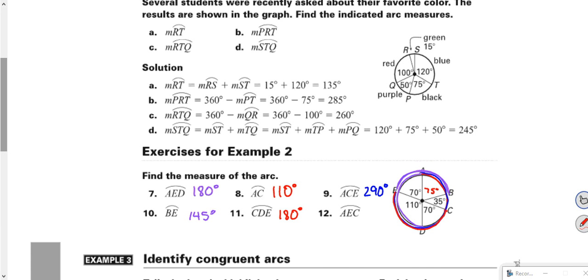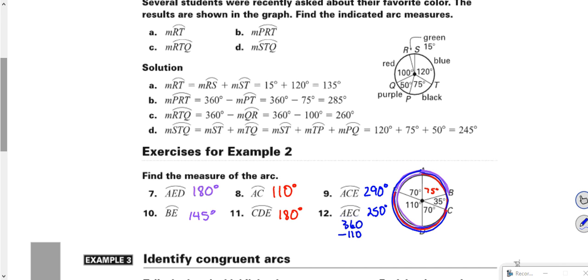And then AEC, I'm covering up all my stuff here. AEC, so we start here and we go around over to here. So really we are taking 360 minus the 75 plus 35, okay, which is 110. So that's going to leave us with 250. I hope that makes sense.